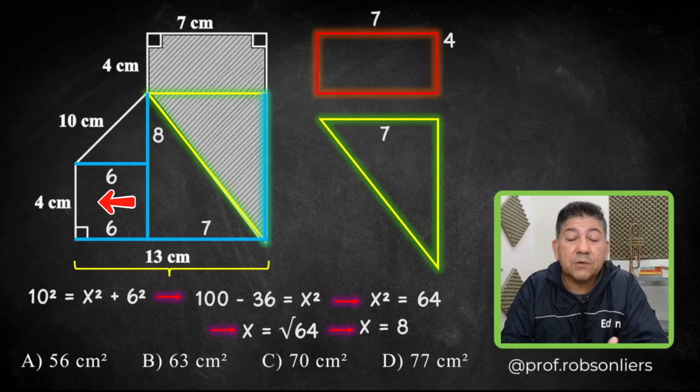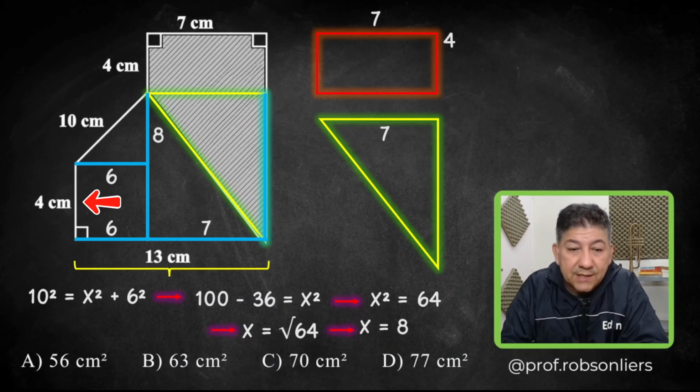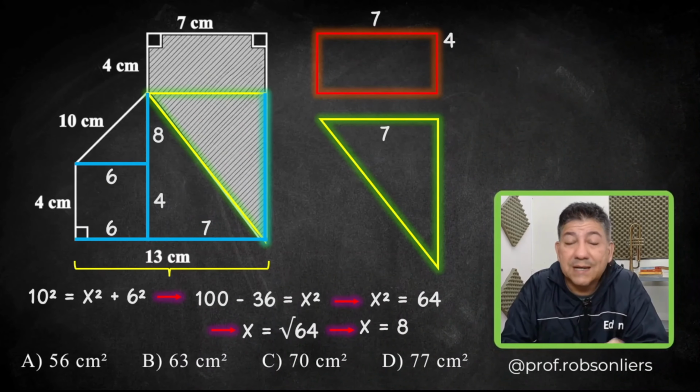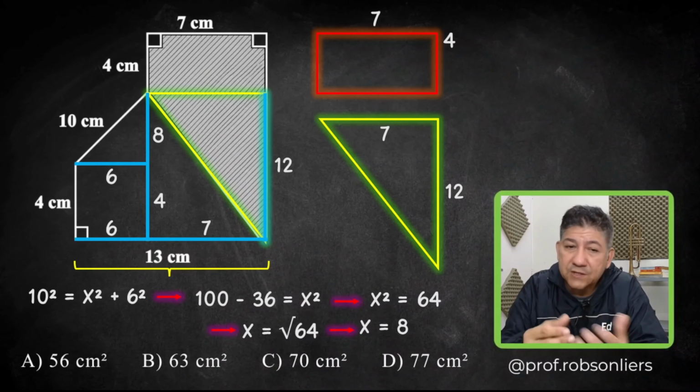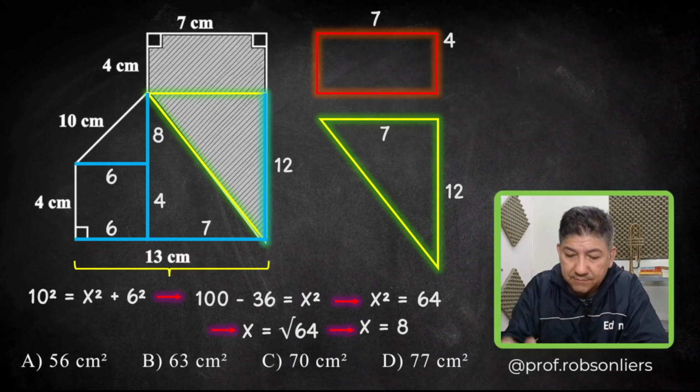Well, if this side of the rectangle is 4 centimeters, this side here is also 4 centimeters. With that, we can find the measurement we were looking for, right? 8 plus 4 is 12. So this side of the triangle here is equal to 12, okay? I'll write it here, look. Now that we already have the two sides of the rectangle and the two sides of the triangle, which are the base and the height, we can calculate the areas. And then we add these two areas and we'll find the shaded area, okay?